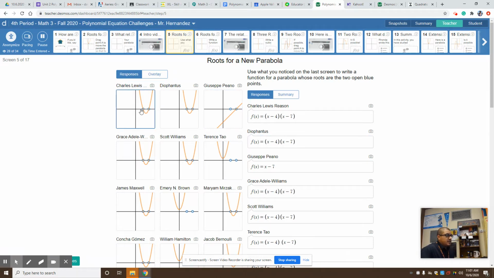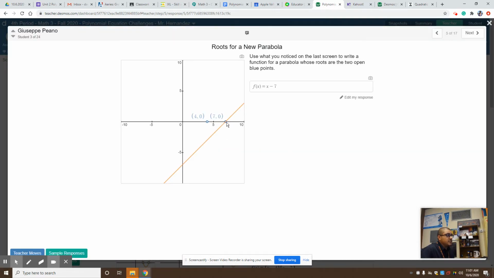Here's one where you're going to use what you know about that and create the factors. In this case, you have x-intercepts of 4 and 7, positive 4 and positive 7. So the factors would be x minus 4 and x minus 7. This student did get the x minus 7, which goes through this x-intercept, but then you need the other one to be x minus 4, and that way you will have both of them.